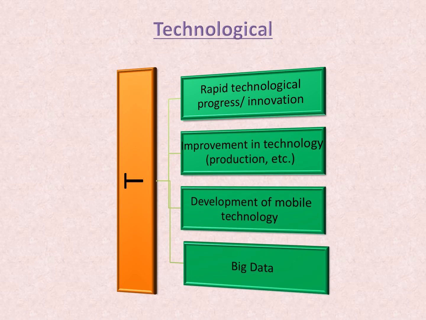Technological changes. Think about any kind of new innovation that might be coming out. Are we moving towards getting rid of workers and moving into a more technologically based work environment? Is there an improvement in technology? Think about production: are we more productive because we're able to produce things at a much faster rate? Is there a development of mobile technology, so more people are working at home?